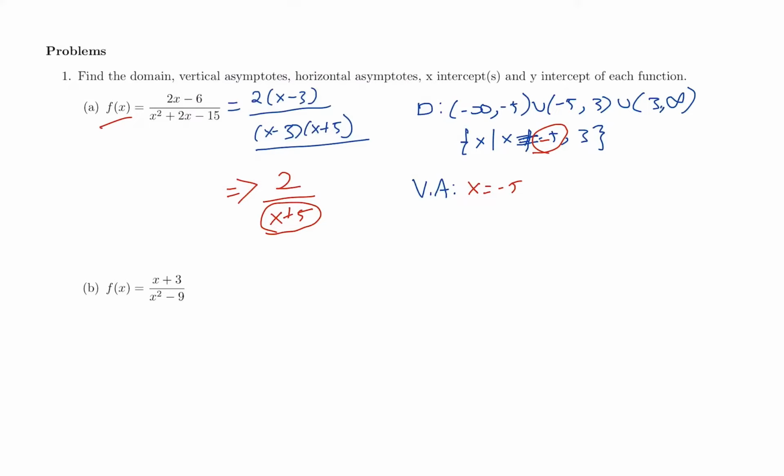Now let's find horizontal asymptote. Horizontal asymptote has 3 cases. So in this case, the bottom degree is greater than the top one. In that case, we always have y equals 0 as horizontal asymptote.